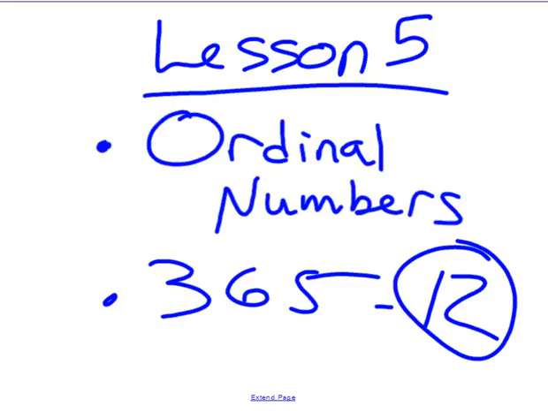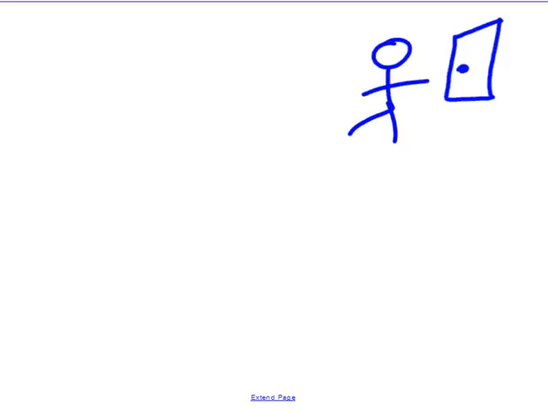First things first, we're going to take ordinal numbers. Second thing, we'll take the months of the year. Ordinal numbers. If I want you to line up in line and you are right next to the door, what position are you in the line, Alexis? Here's the door. And you are here. What position are you in?